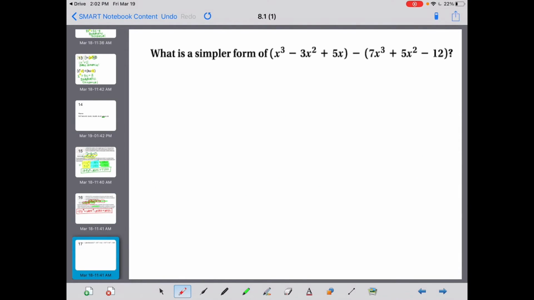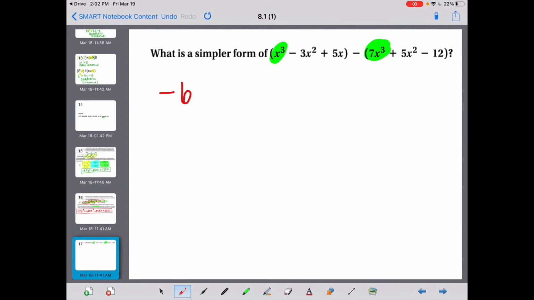Now we're going to switch to subtracting. We need a simpler form, which just means that I need to simplify anything I can, so I'm actually going to subtract these. If you think about it, with this minus, we can either distribute the minus and then add it, or we can just know that we're actually subtracting them. So when I look at my like terms, I have 1x to the third, and I'm subtracting 7x to the thirds.